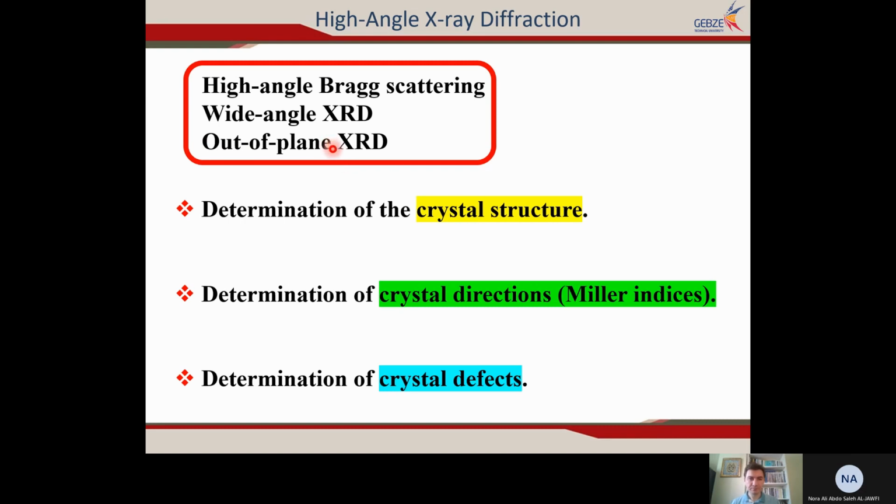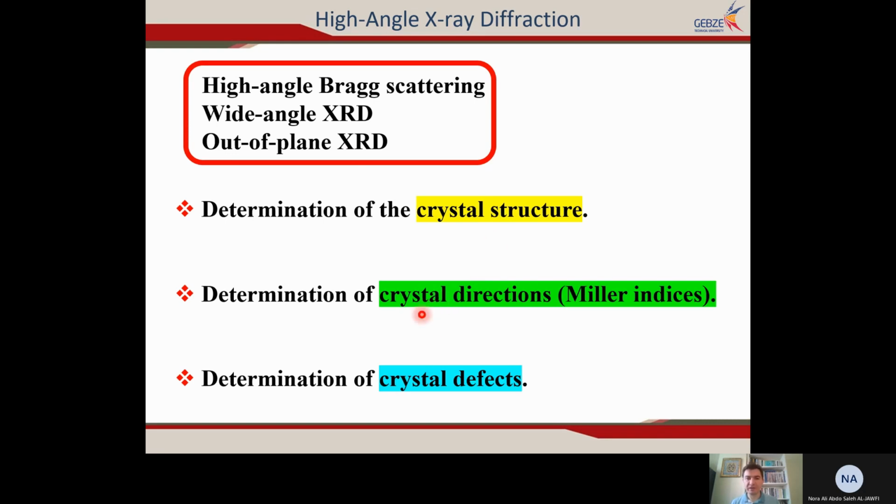X-ray diffraction. So we have three main aims or targets, let's say. One is determination of the crystal structure. So by using X-ray diffraction method, we can determine the crystal structure. We can determine the interplanar distance between the planes. We can determine whether the crystal is FCC or BCC. We can determine the lattice parameters. So you can get a lot of information about the crystal structure of the materials.